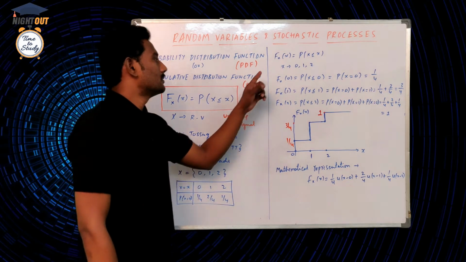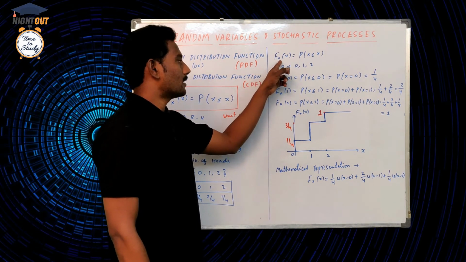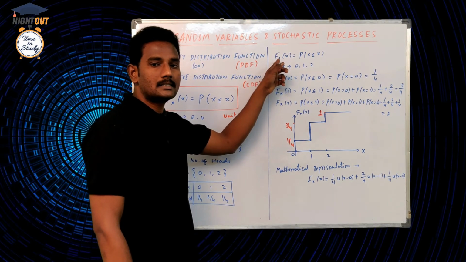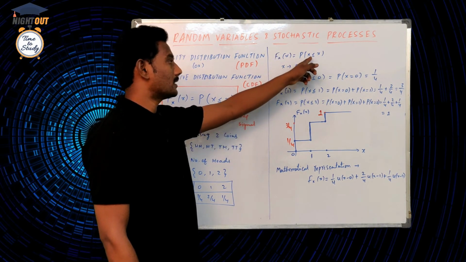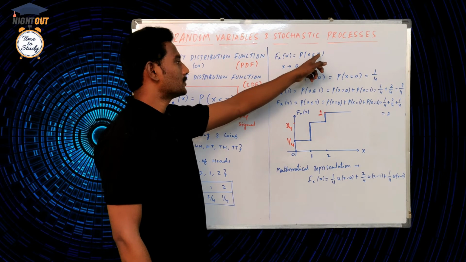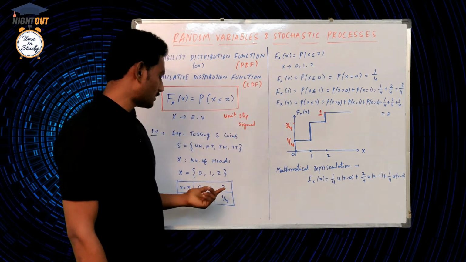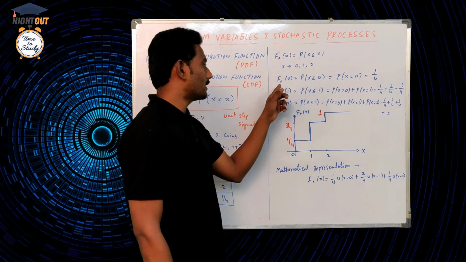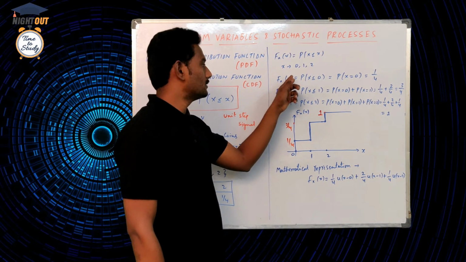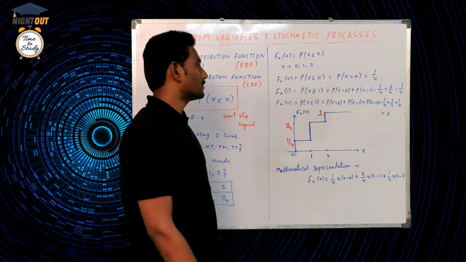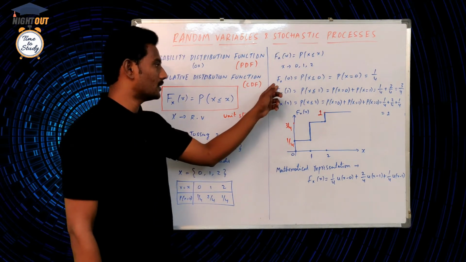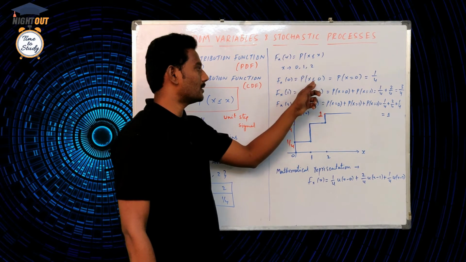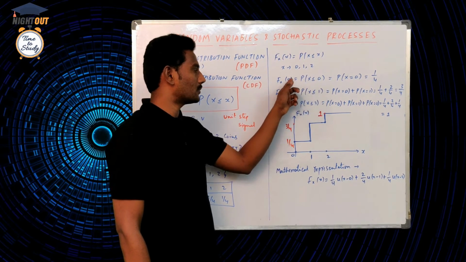Then Fx of x, already we know the definition of the distribution function. Fx of x is the probability of capital X less than or equal to small x. So here the small x is the values of the random variable, and the values are 0, 1, 2. So we can calculate the distribution for 0, 1 and 2. First take 0. Fx of 0 means, by definition, probability of capital X less than or equal to small x, where the x value here is 0.